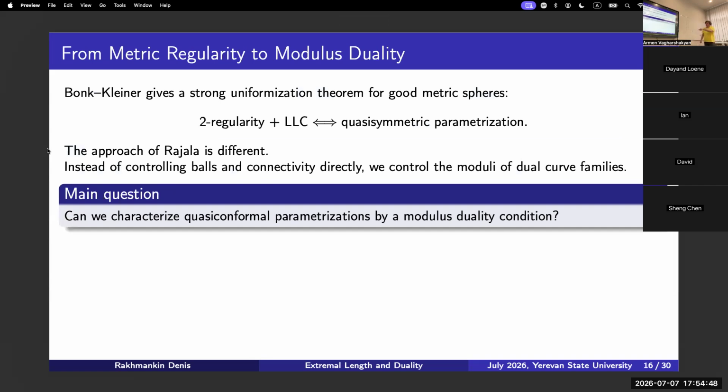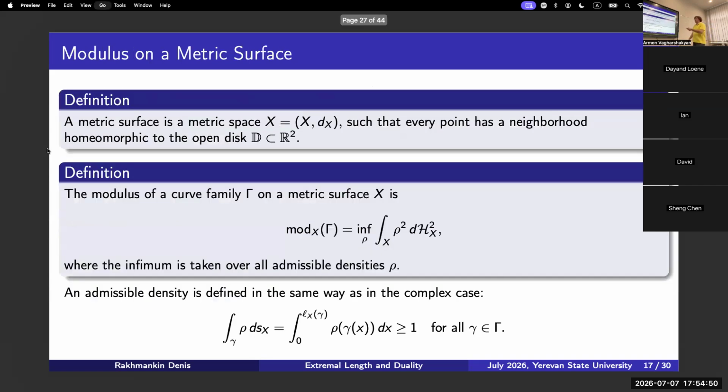Okay, yes, what we have, I already said, we want to have this situation, and how good a parameterization we can find. Okay, let's define another object, a metric surface. It's also a metric space such that every point has a neighborhood homeomorphic to the open disk.